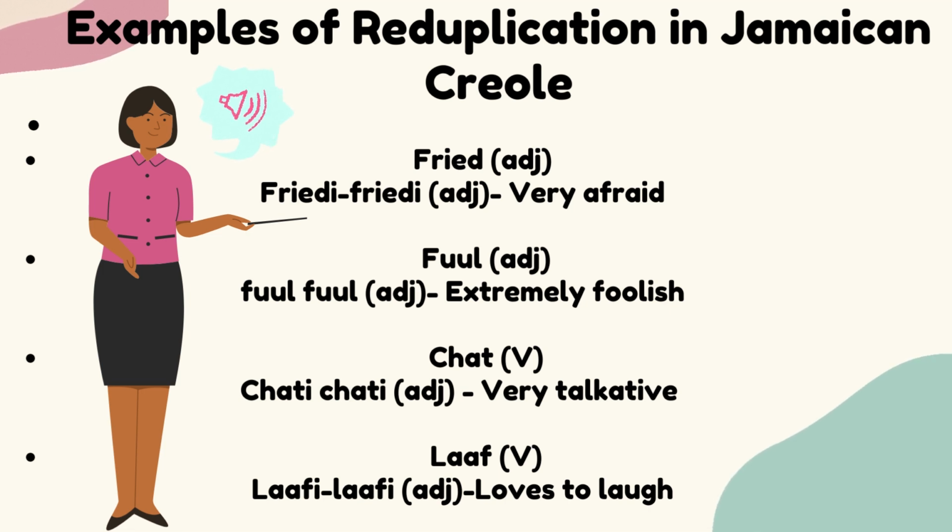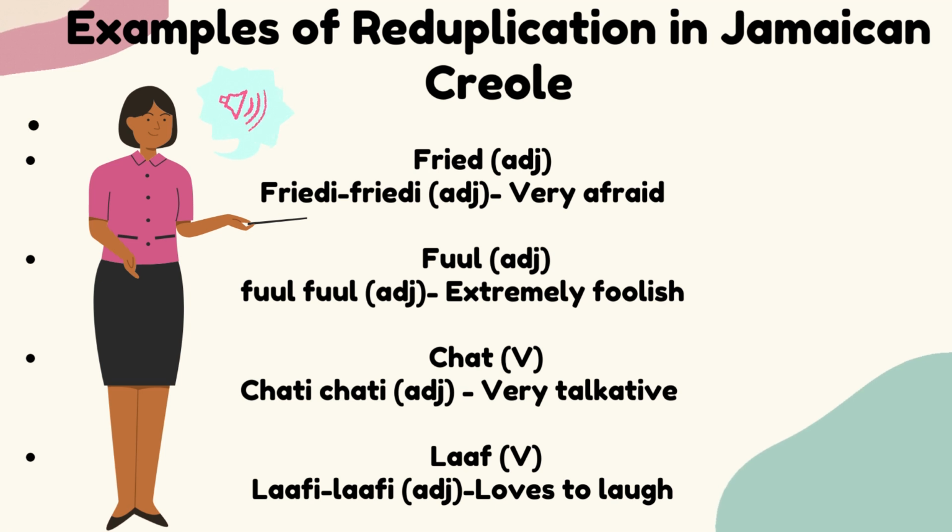Other examples that we have is fool. The reduplicant of that would be fool fool. And there we go again, extremely foolish. So not changing the meaning of the word per se, but what we're doing rather is adding emphasis. So here we have another word type, not an adjective, but we have some verbs. So chat, and there we would have chatty.